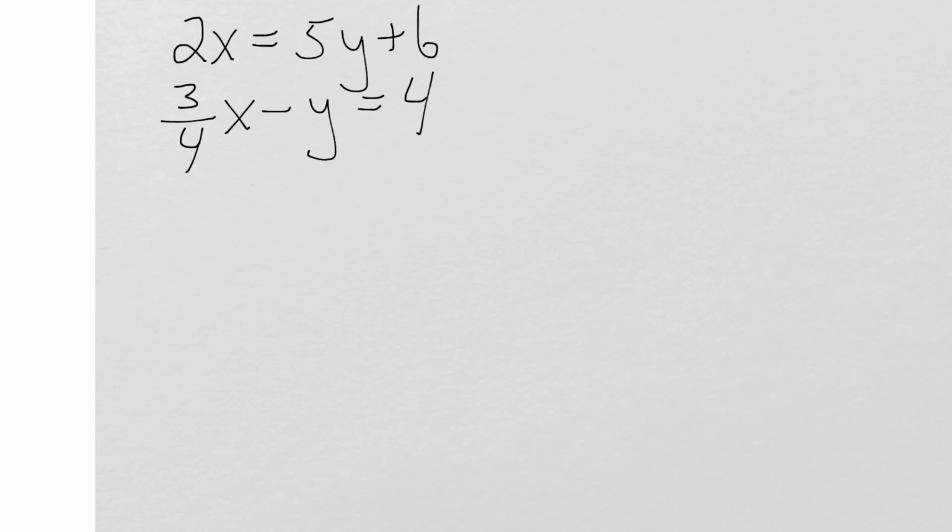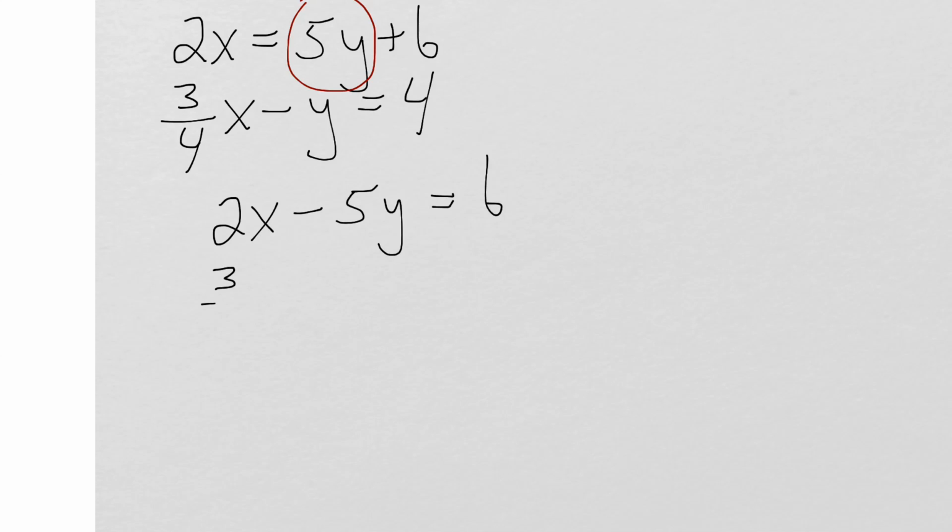So the way I'll do that, noticing that I have this y term on the right side, and I'd rather not have it on there. I'd rather have it on the other side so it's lined up with the other y. I'm going to subtract it, making the new top equation 2x minus 5y equals 6. And the bottom equation will stay, for now, 3/4 x minus y equals 4. So now I've got all my x's and y's and constants, everything's lined up.